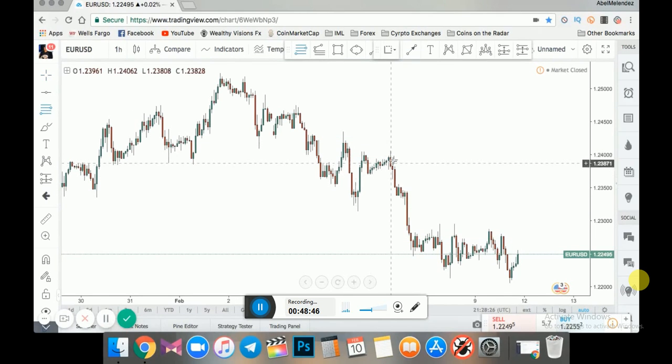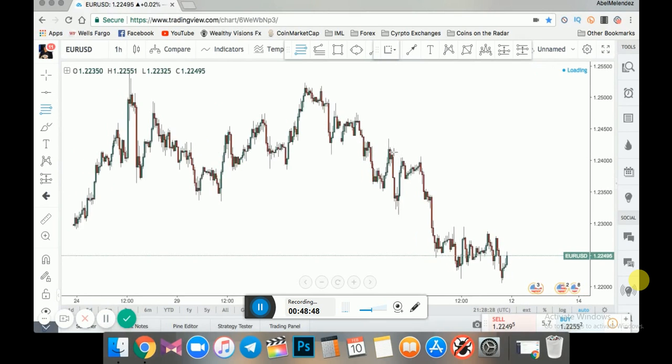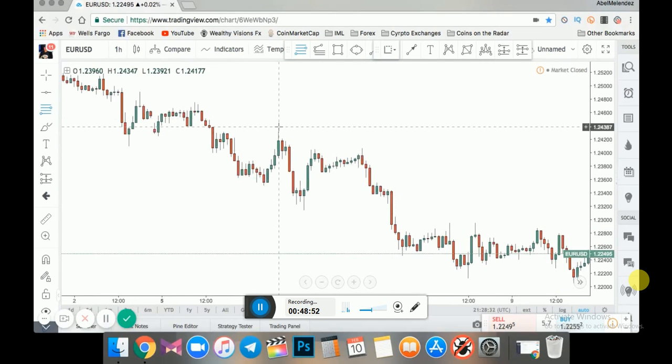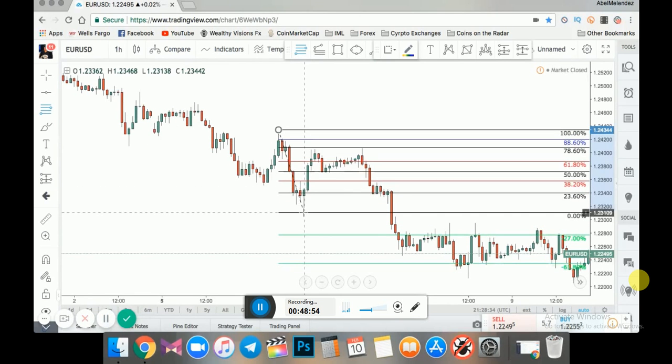It's very, very simple to do. It might take some time for you to get used to it, but it's very simple to use once you actually understand the concept of it. Like right here again. Okay, another one. We got this impulsive move, and how we know is because of this breaker structure right here.